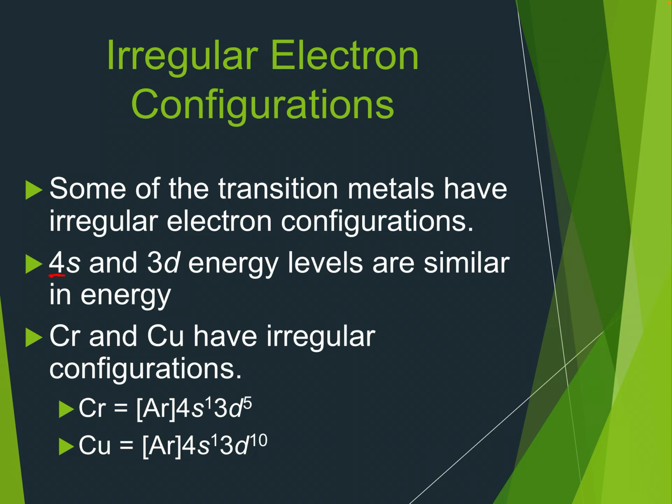And so this causes our chromium and our copper and all of the elements below them to have irregular electron configurations. Normally, if we were to write out chromium, it would be argon, 4s2 3d4. And if we were to write this out, this would cause it to have this 4s, and then we would have our d orbitals, and it would look like this.